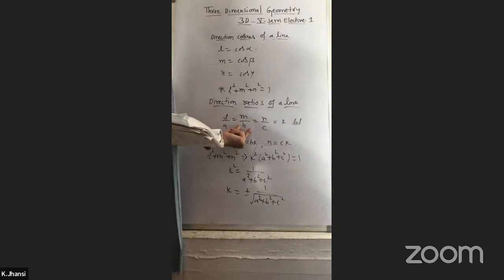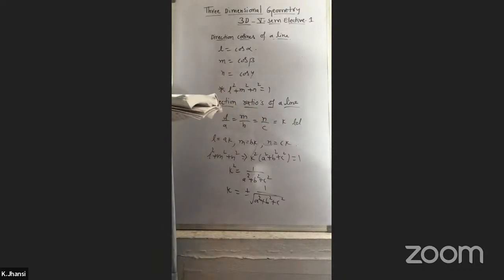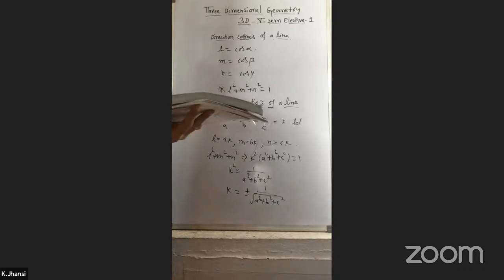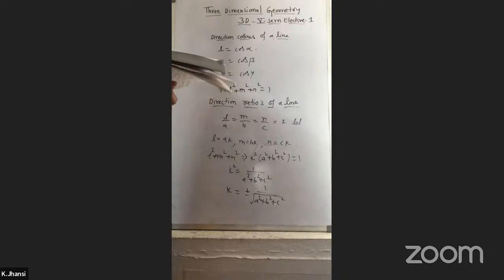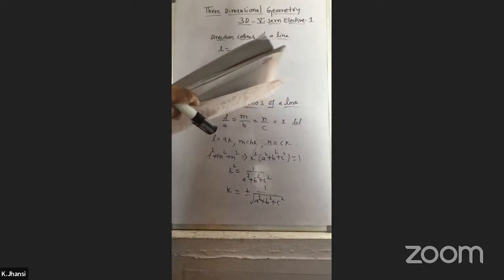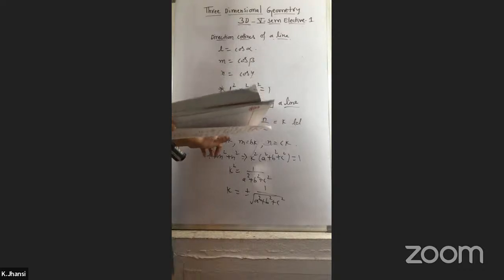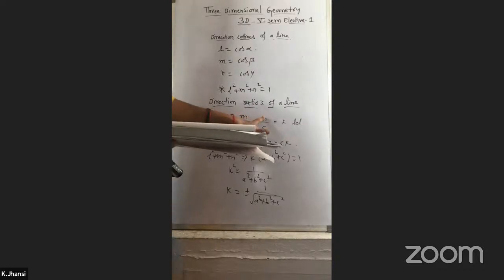This relation, and whatever we are getting here, L is equal to, next line you have now. That relation is very important for solving the problems. On that also you have problems. Next example we have now. If 1, 2, minus 2 are direction ratios of a line, then find the direction cosines of the line. So direction ratios means these are A, B, C values. These values are given in the question. We have to find the L, M, N values.